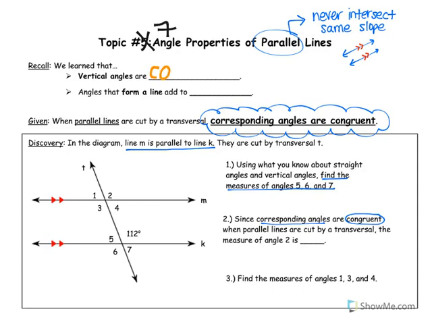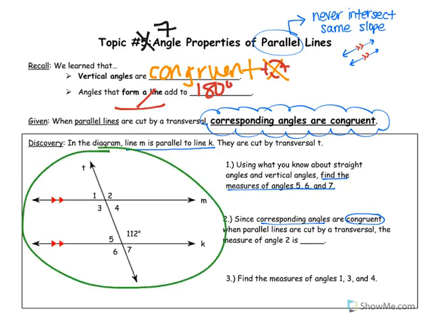You've learned that vertical angles are going to be congruent, right? Vertical angles make that X, and we know that the ones that are across from each other are congruent, okay? Angles that form a line are going to add to 180 degrees. So this is something that we've known before, and now let's use that to help us figure out what's going on. So before I read what we're given, let's look at this picture down here, okay?